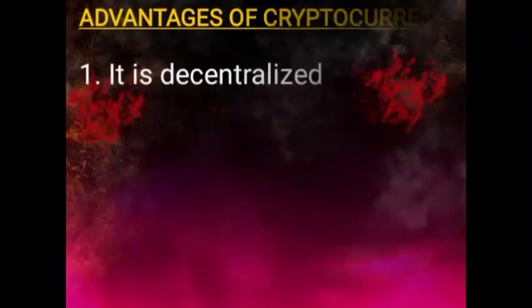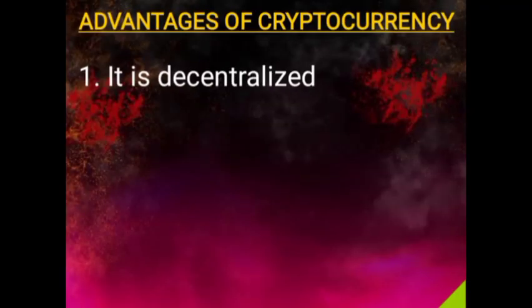So without wasting my time, let's quickly go to the advantages of using cryptocurrencies. One advantage of using cryptocurrency is that it is decentralized, in the sense that it is not controlled by the government or the banks, that they may manipulate the price of the cryptocurrency. So it is not controlled by the government or any bank.